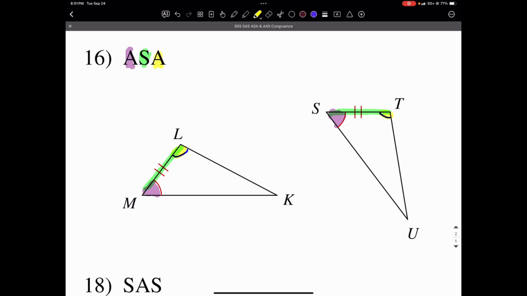When I identify that angle, the way I would is using the 3-letter. I would say for this first one, angle MLK is congruent to angle, notice I went MLK, so this would be STU. STU. Now, I could also do KLM is congruent to angle UTS. That would be acceptable also.